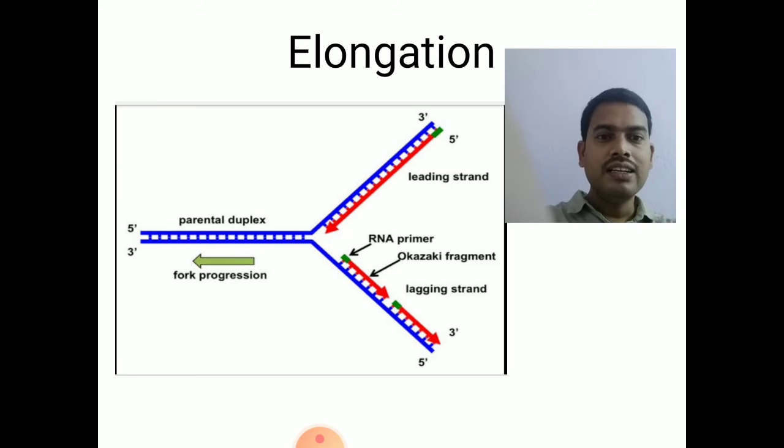In the lagging strand, the DNA will be replicated in short fragments called Okazaki fragments. After the completion of the lagging strand, the primers are removed and the gap is filled by DNA polymerase 1. So DNA polymerase 1 will do the function of primer removal and gap filling, where the nick is sealed by the ligase. So this is the leading strand and lagging strand, and the short fragments on the lagging strand are called Okazaki fragments.